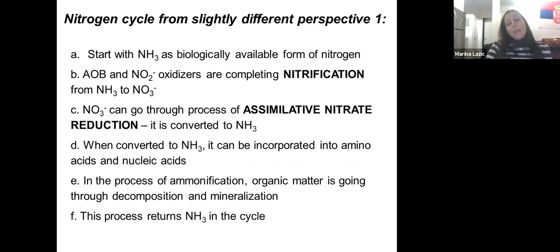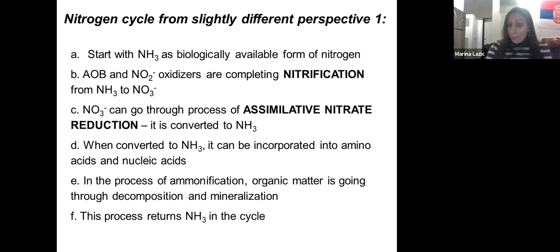So there are different perspectives of the nitrogen cycle, and I presented 3 here. I strongly recommend you to read the review paper that Dr. Stein posted online, and to look at the picture of the nitrogen cycle and try to memorize what's going on. I personally like seeing pictures, and it helps me memorize the process.